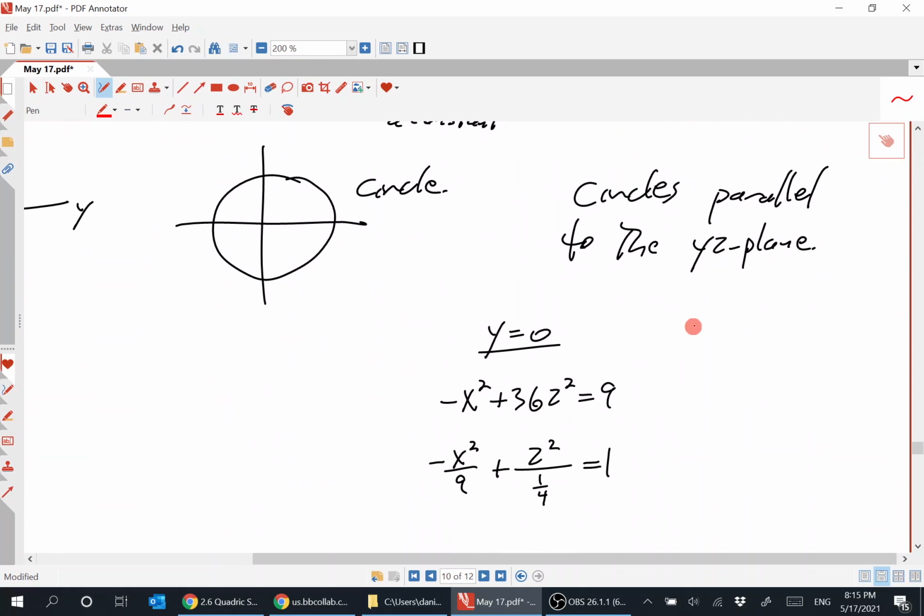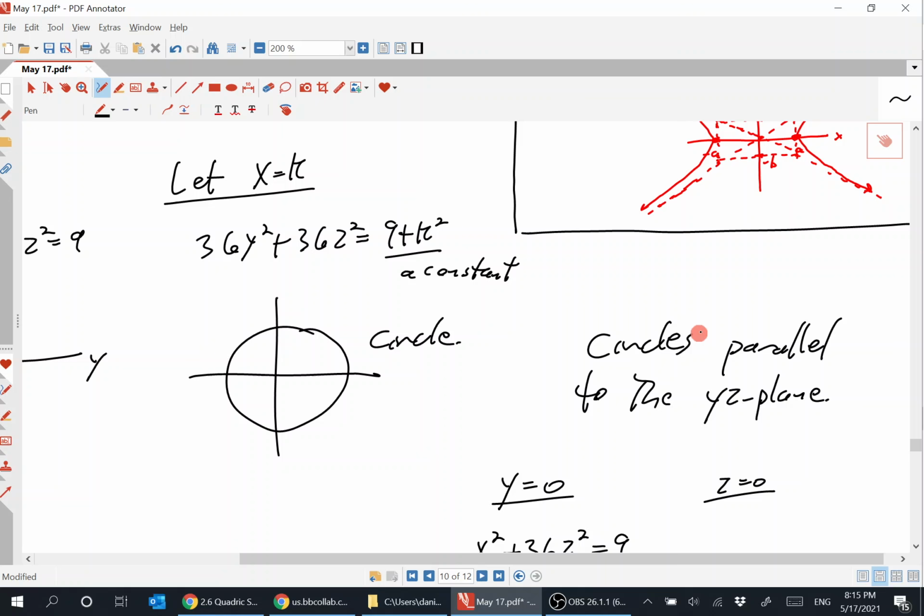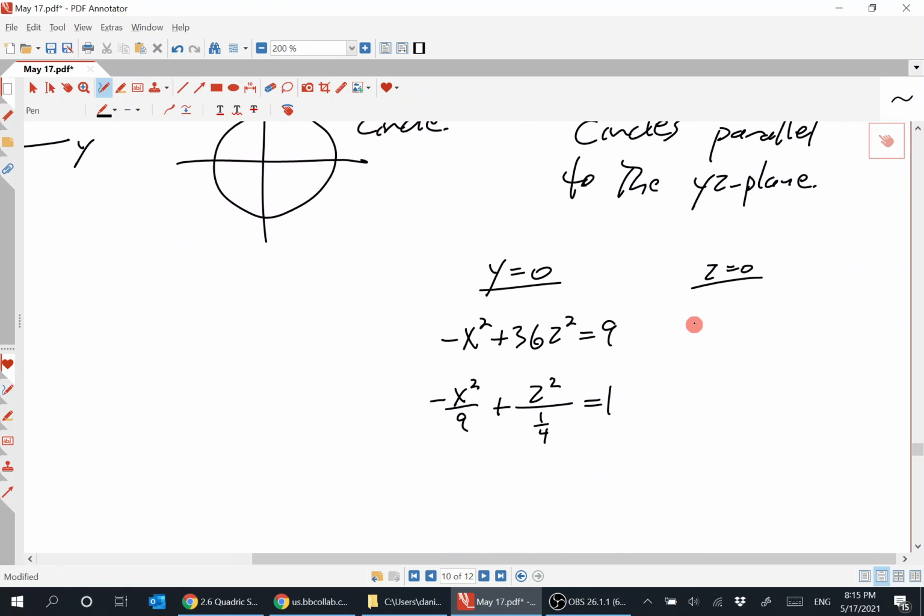And that's what we've got here, right? We've got minus x squared over 9 plus z squared over 1/4. So we've got a hyperbola in the xz plane opening up along the z-axis. And then if you let z equal 0, you get the same thing: minus x squared plus 36y squared equals 9, so minus x squared over 9 plus y squared over 1/4 is 1. So again, hyperbolas in those planes.